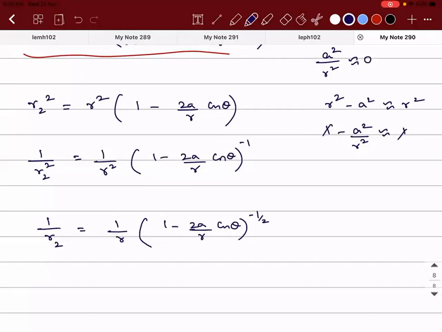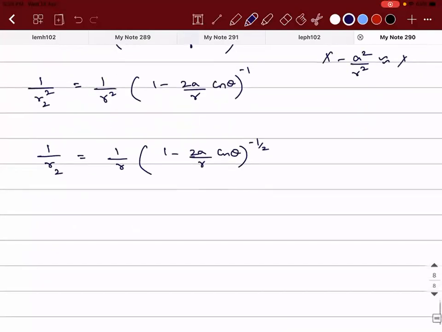Then what did we do? We took square root on both the sides. When you take square root on both the sides, you get this value. Now, the last mathematical operation that we're going to apply here is: if you have 1 plus x the whole power n, then this is approximated to 1 plus nx if the value of x is very much less than 1. Try to understand this. This is a part of your binomial theorem.